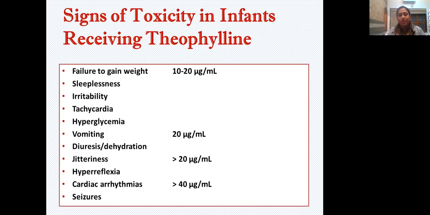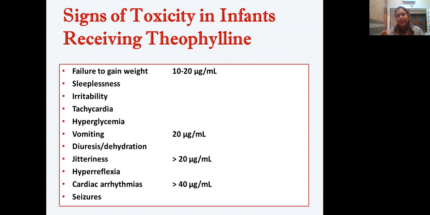So signs of toxicity in infants receiving theophylline. Now, what we use is caffeine citrate. In most NICUs, caffeine citrate is the methylxanthine that we use instead of theophylline, because first of all, the dose required for caffeine citrate is much lesser as compared to theophylline. It also has benefits as compared to theophylline.